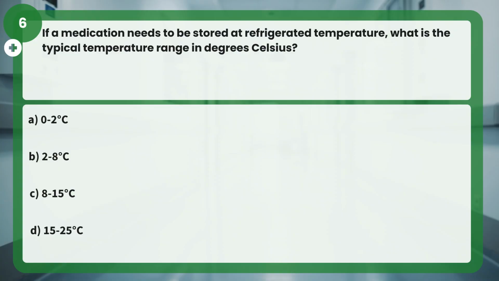Question 6. If a medication needs to be stored at refrigerated temperature, what is the typical temperature range in degrees Celsius? A. 0 to 2 degrees Celsius. B. 2 to 8 degrees Celsius. C. 8 to 15 degrees Celsius. D. 15 to 25 degrees Celsius.